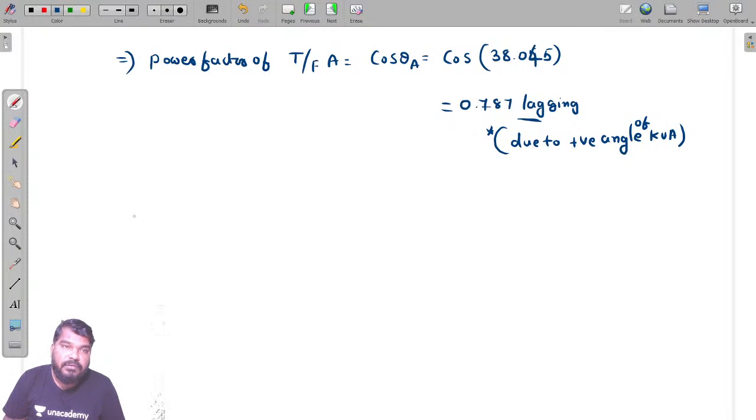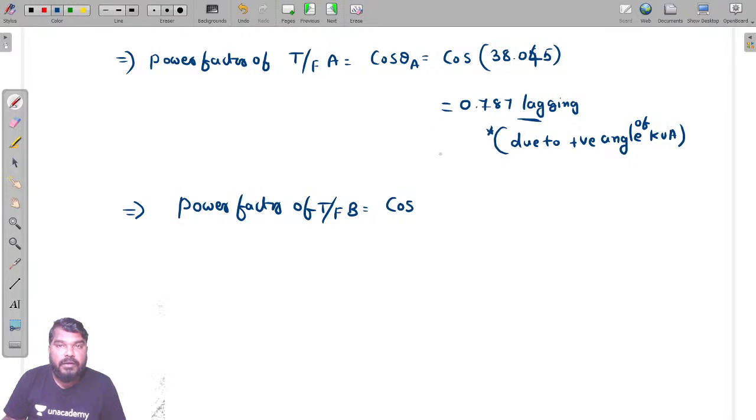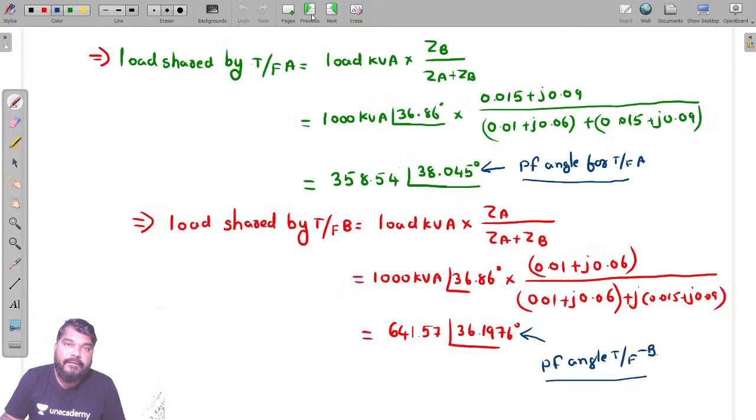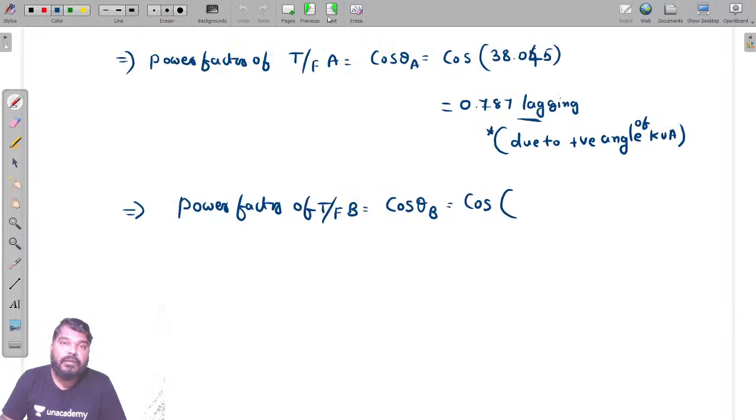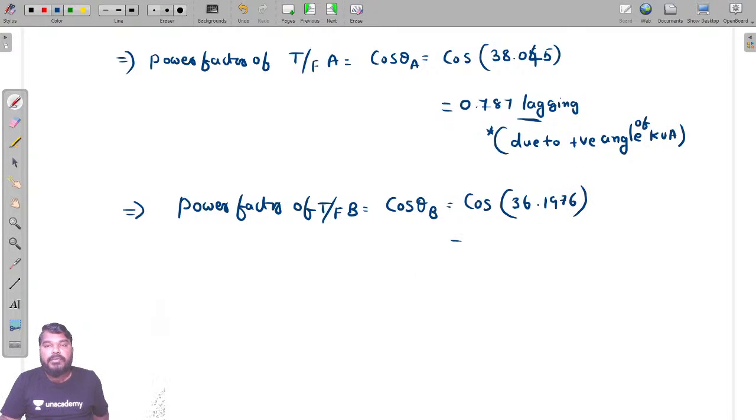So next one, the power factor of transformer B, that is cos of theta B. That is equal to cos of what is the angle? 36.1976. Okay, it is equal to how much?